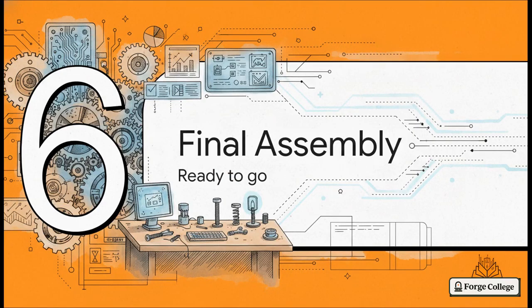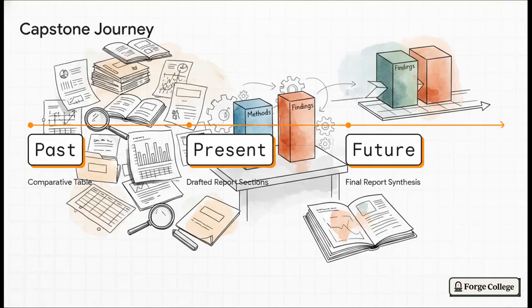Finally, Section 6. Ready for final assembly. Let's wrap this up. Let's review your journey in this capstone. In the past, you built your comparative tables and gathered case studies. Today, in the present, you have successfully converted those scattered artifacts into precise, argumentative building blocks, methods, findings, and recommendations. And because you followed this strict engineering process, you are perfectly positioned for your next curricular step in the future, the final report synthesis, where all these components will just slide seamlessly right together.